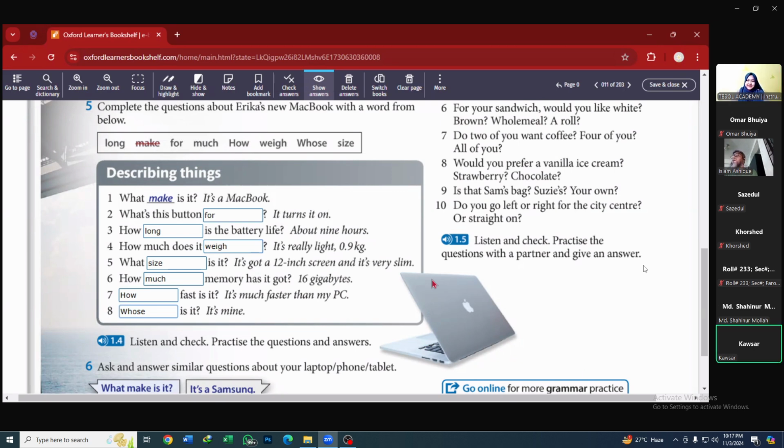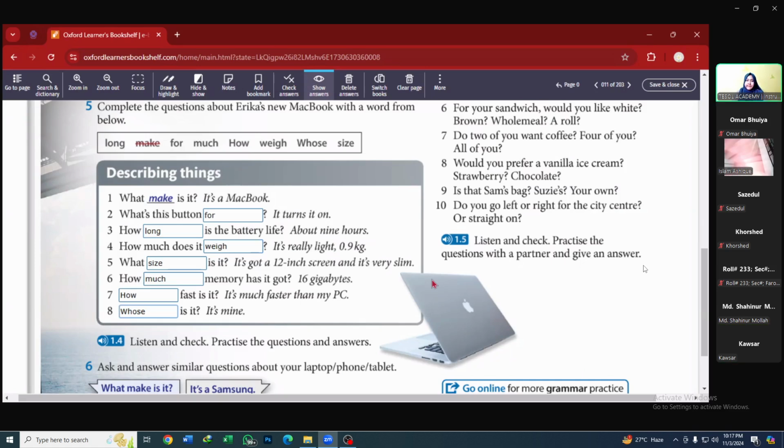Yes, Mr. Kausar. How long is the battery life? Say the full question. Ask the full question. How long is the battery life? About 9 hours. Good.